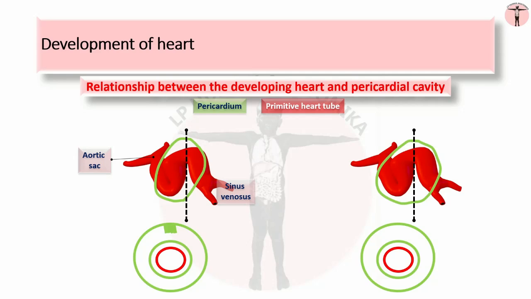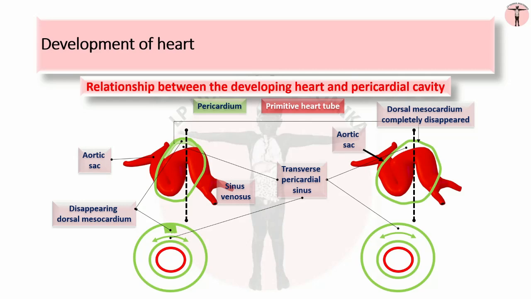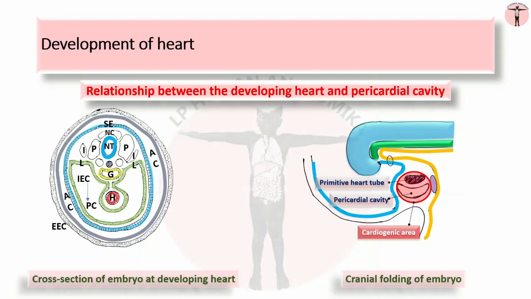With further development, the dorsal mesocardium starts disappearing and completely disappears, creating the transverse pericardial sinus, which connects both sides of the pericardial cavity. The heart is now suspended in the pericardial cavity and is attached to the pericardium only at its ends. At the cranial end, it is attached to the aortic sac, and at the caudal end to the sinus venosus. The diagram on the left, which is the cross section of the embryo at the level of formation of heart, shows the dorsal mesocardium, which later disappears and becomes the transverse pericardial sinus.